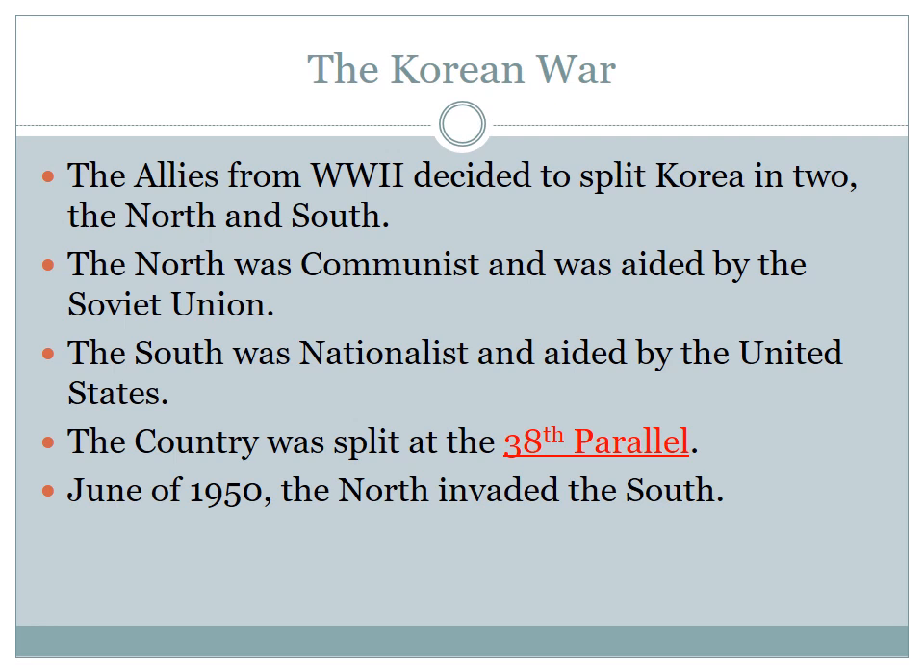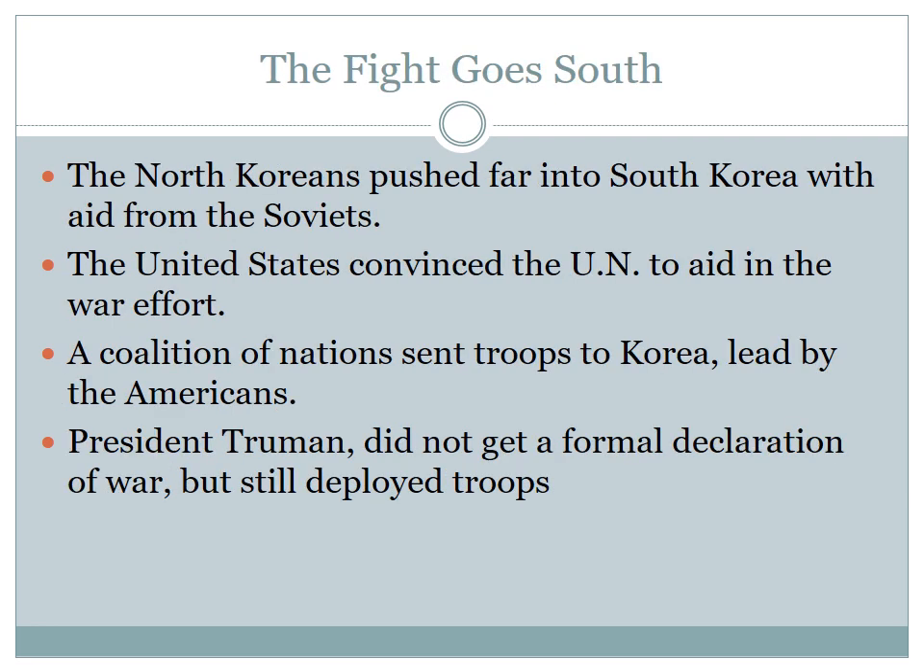The North were the aggressors and they pushed far into the South with the help from the Soviets. And the United States convinced the United Nations to aid in the war effort, and a troop force by the United Nations was sent to Korea, led by the Americans.